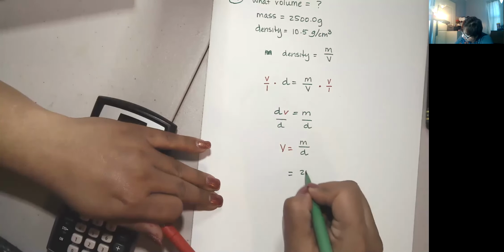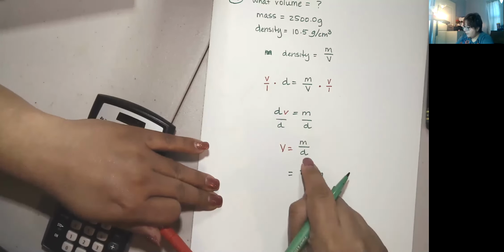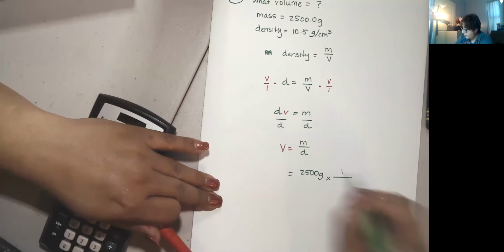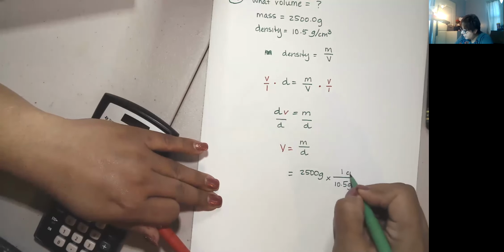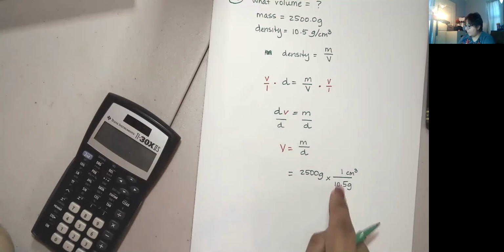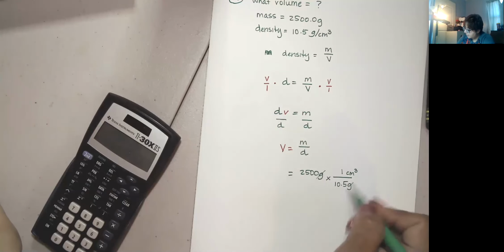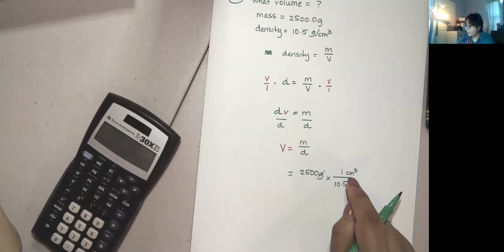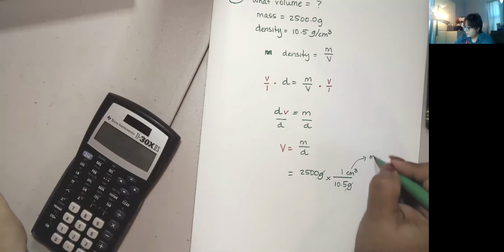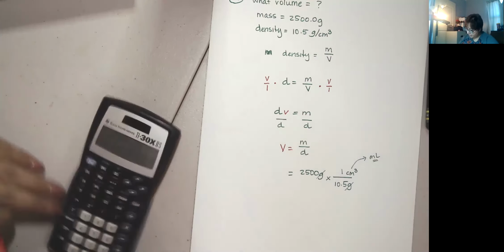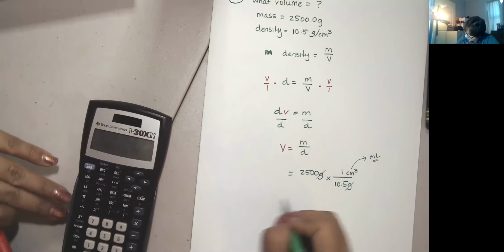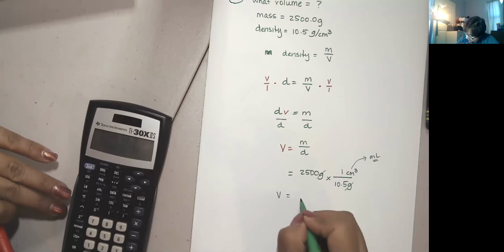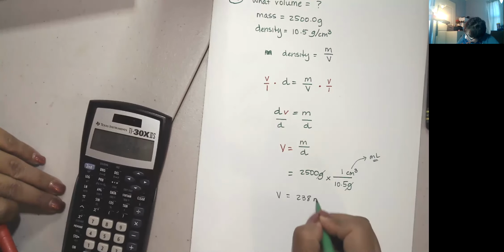So now I can substitute. I've got 2,500 grams. I'm going to show this as a multiplication problem. 1 over density would be 10.5 grams per cubic centimeter. That's how I would write it if I was showing the steps. And the reason I want to write it out this way is that I can show you that grams and grams will cancel, leaving me with cubic centimeters, which is a reminder that this is another way to write milliliters. So 2,500 divided by 10.5 is equal to, the volume would be 238 mLs.